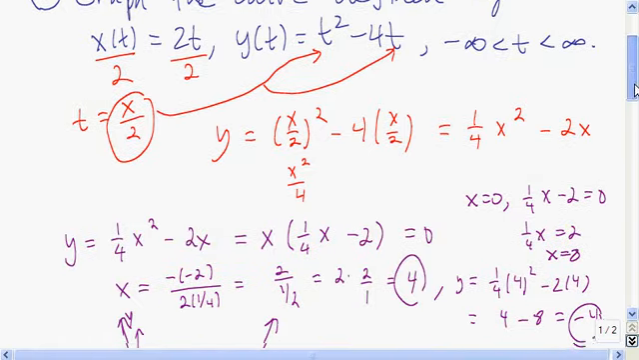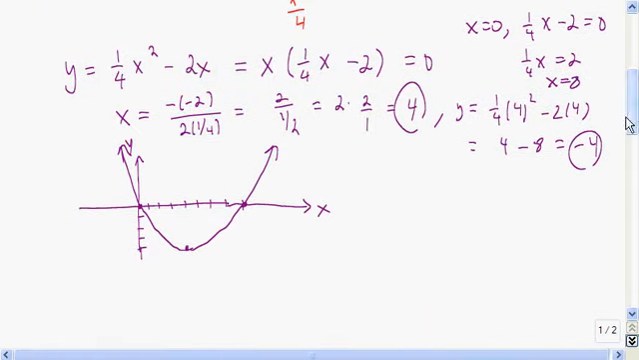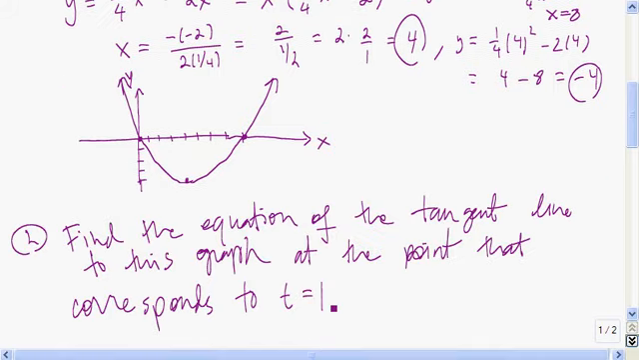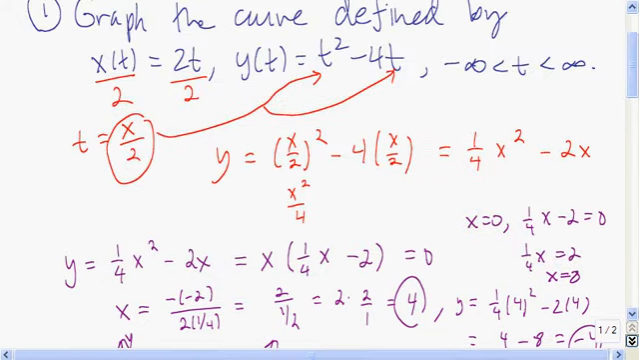All right, what I'd like to do now is find the tangent line to this graph. Okay, so I would like to find the equation of the tangent line to the graph of this function right here at the point that corresponds to t equals 1. To do this, first we need to know the point that corresponds to t equals 1. To get that, we just plug 1 into the equation for x and 1 into the equation for y.